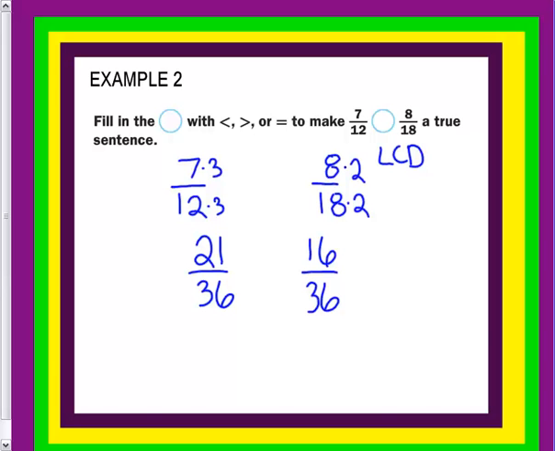Now that you have the same denominator, you can easily figure out which one's greater by looking at the numerator. So we know that 21 is greater than 16. So we know that 21 over 36 is greater than 16 over 36, or that 7/12 is greater than 8/18.